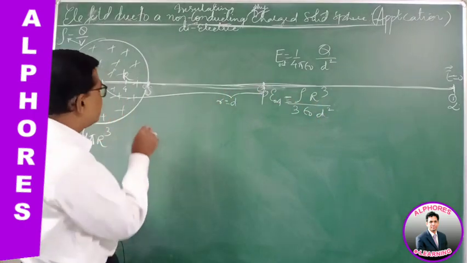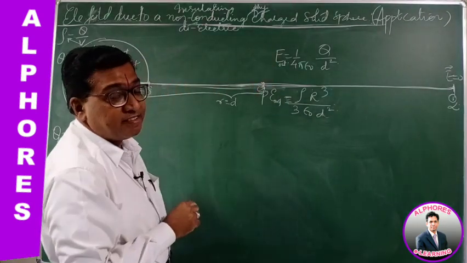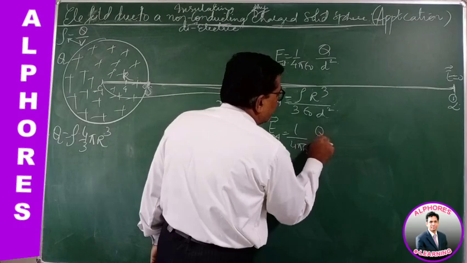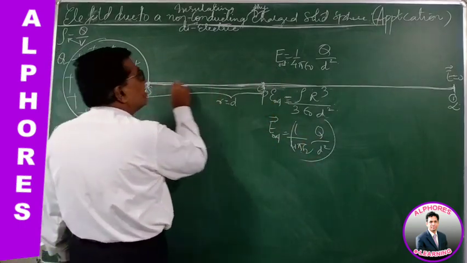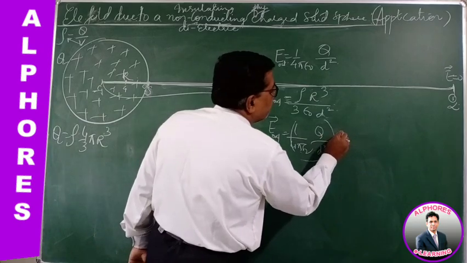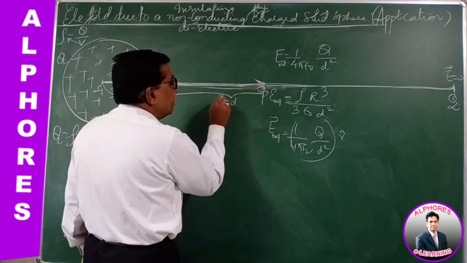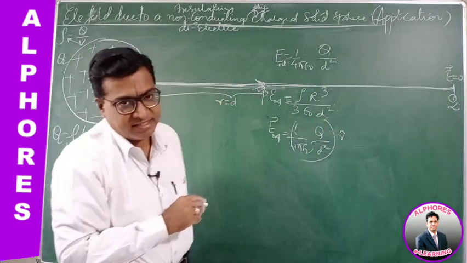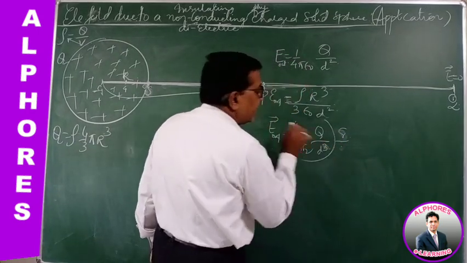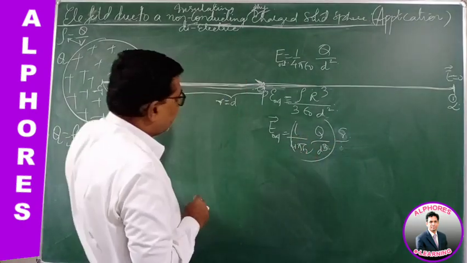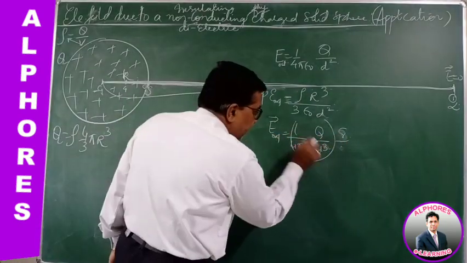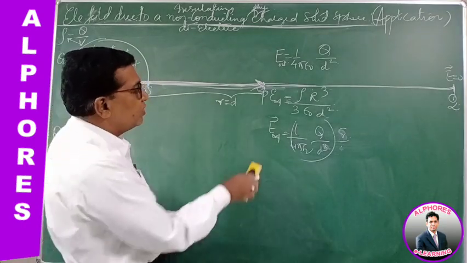Suppose he asks you to find this in vector form at the outside point, E outside in vector form, then it's 1 by 4 pi epsilon naught q by d square in the direction of the radius vector, r cap. The r magnitude is d, so it is r cap, the radius vector in this direction. You can even write this as r bar by mod r. Mod r is d, so you get d cube. So 1 by 4 pi epsilon naught q by d cube r bar, where r is the radius vector from the center to this point. The magnitude of r is d, but the vector is r bar. This way you can represent it.